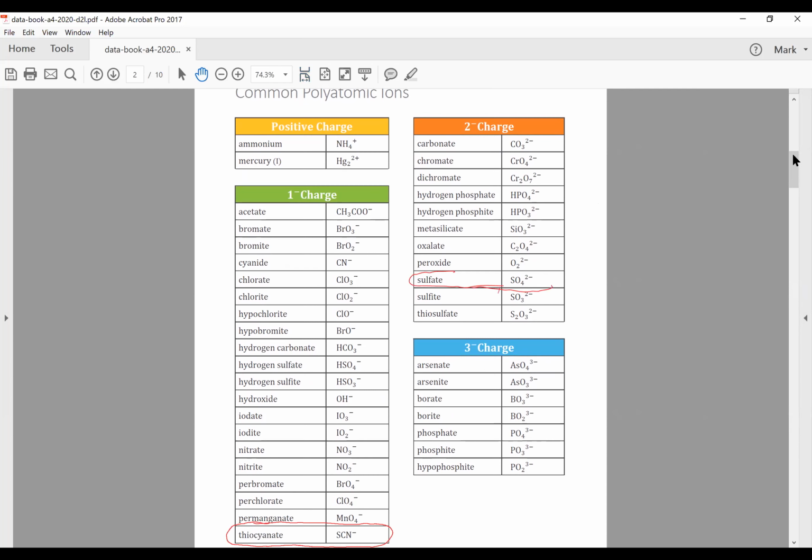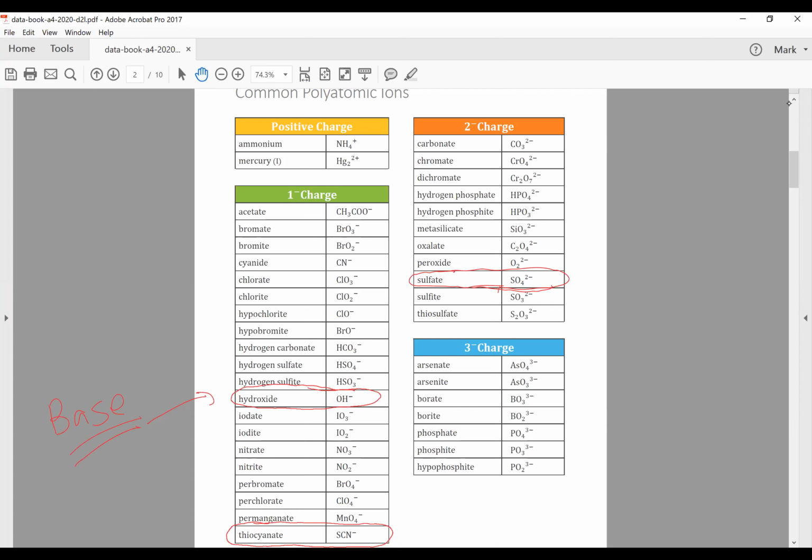I'm going to circle any ion on my list. So I have thiocyanate, I have sulfate, I have hydroxide. Guys, hydroxide is one of the most important ones. This chemical is in a lot of bases. We haven't really talked about acids and bases yet, but we will towards the end of this course. And hydroxides are very, very basic.